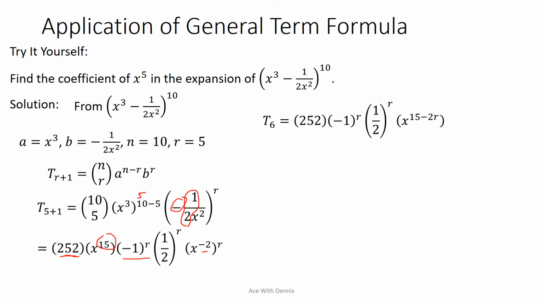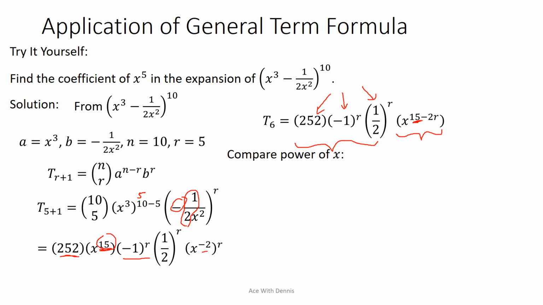Next step, you need to separate the coefficient part and the x part. The coefficient part are all constants, so you have 252, negative 1, and half. These are the constants. Then this is the x part. Here the x power is 15 and this is negative 2r, so when you combine, it becomes x to the power 15 minus 2r.